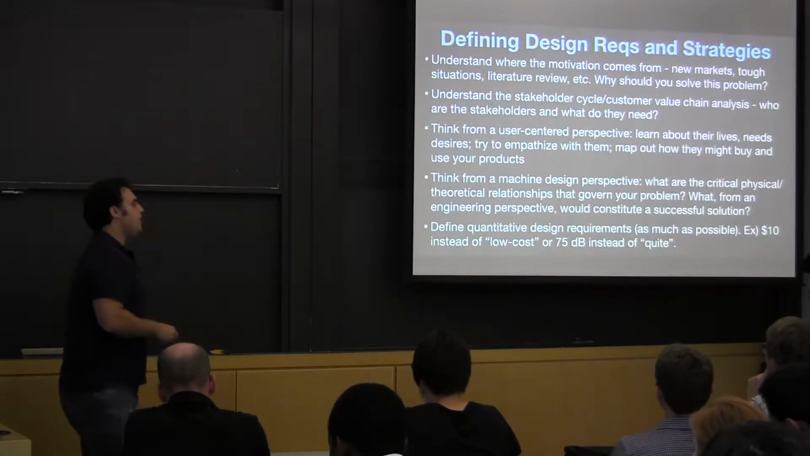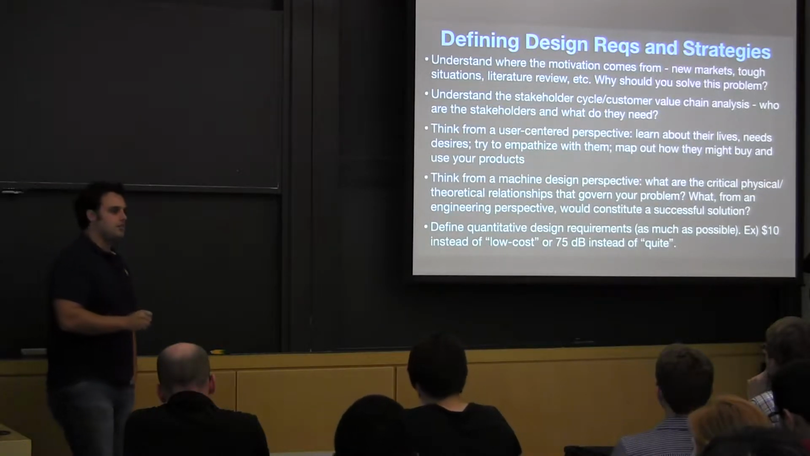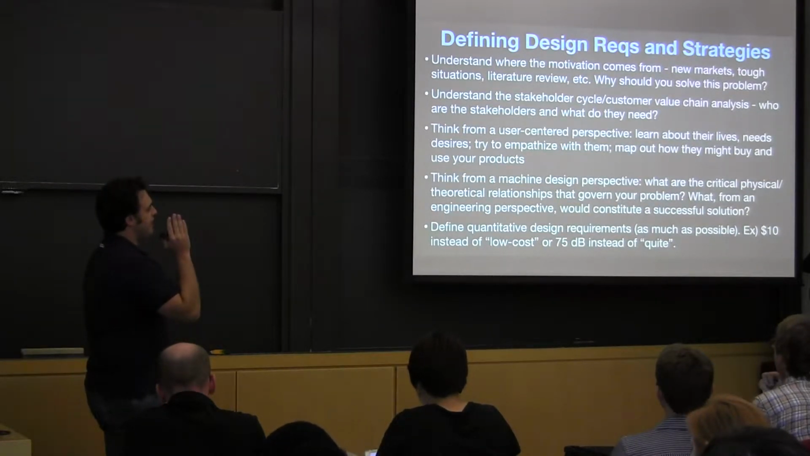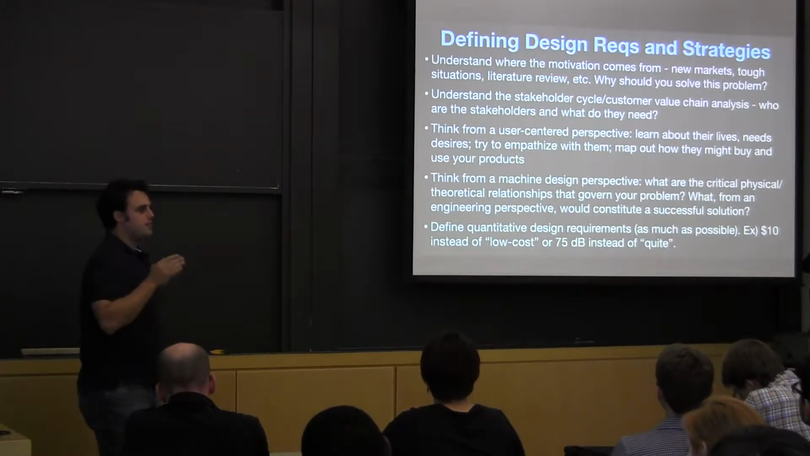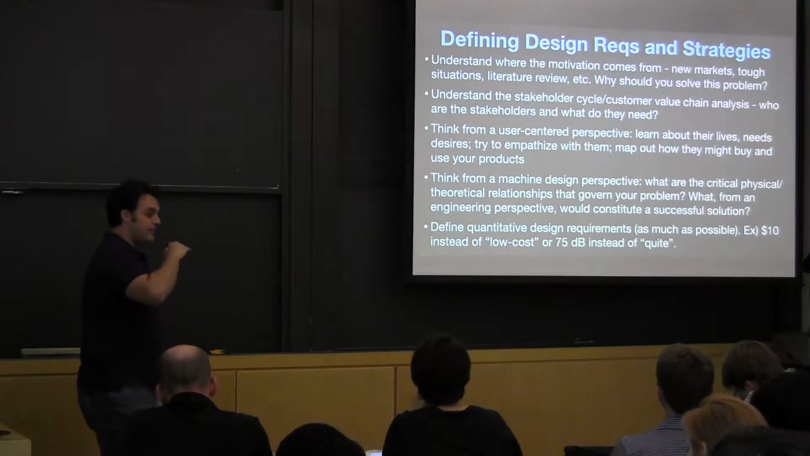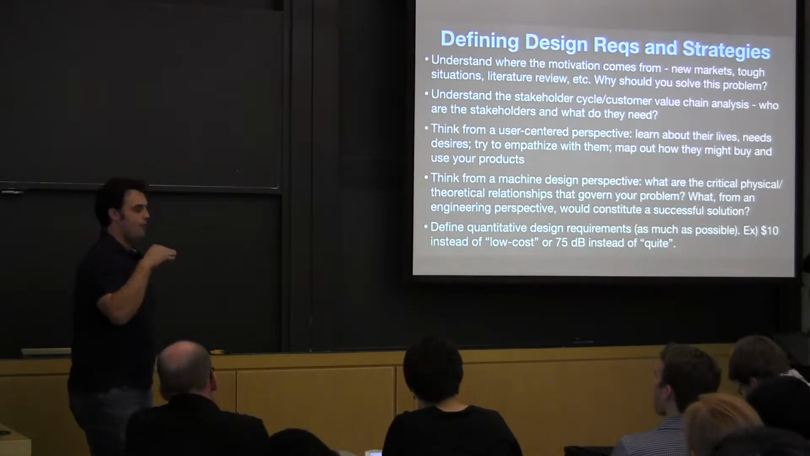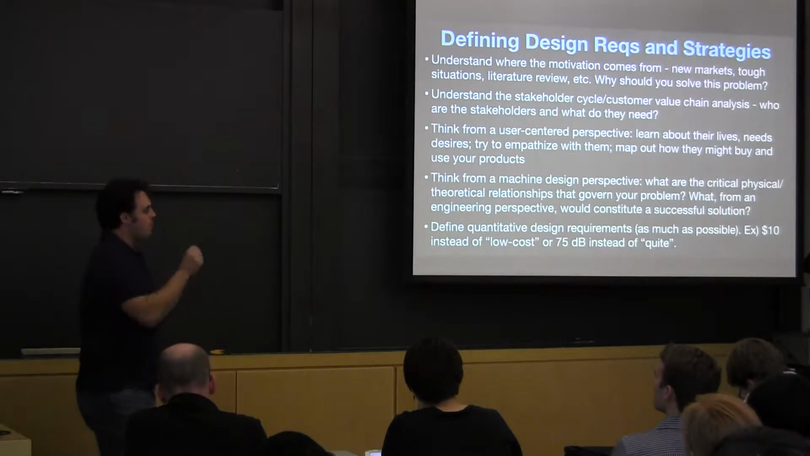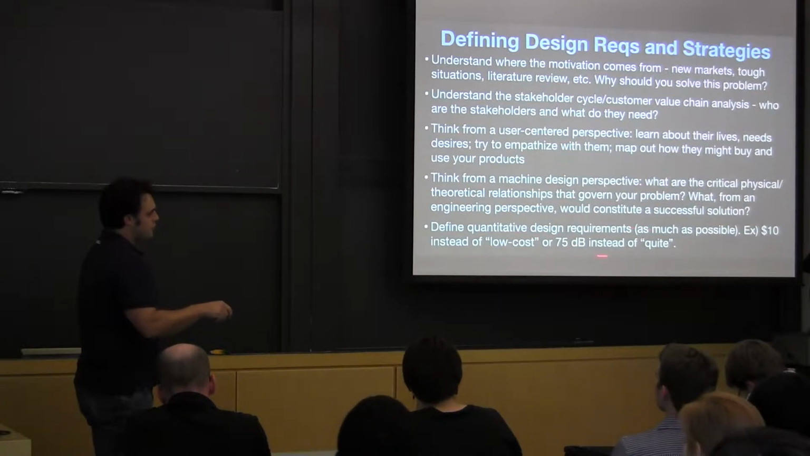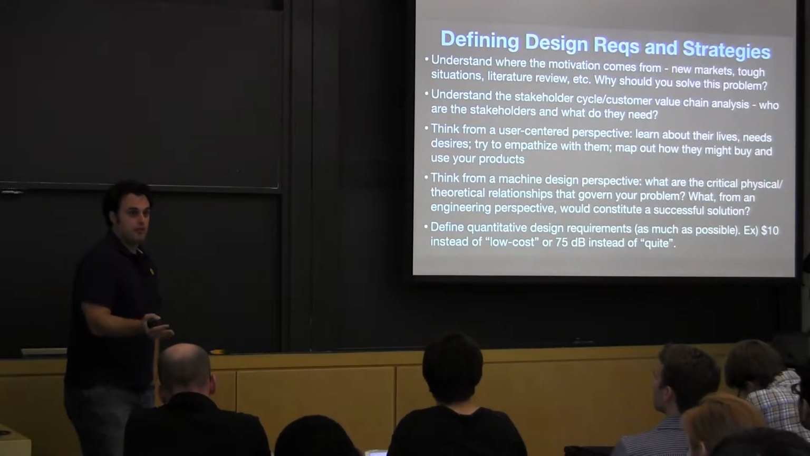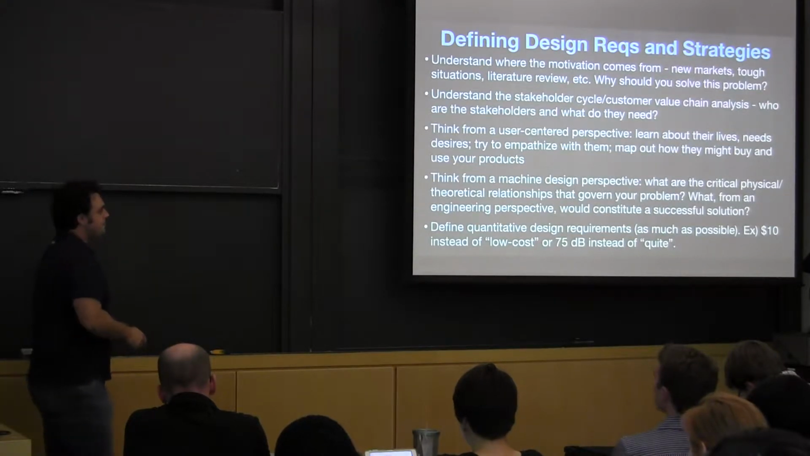And then finally, when you're defining your design requirements, try to do it as quantitatively as possible. So for example, instead of saying it has to be low cost, say $10. Or if it has to be quiet, actually give a decibel reading, measured at a certain location, rather than just saying a thing needs to be quiet. The more metrics that you can put on your design requirements, the better you can quantify whether your solution is successful, and you can better define the targets that you're going after.